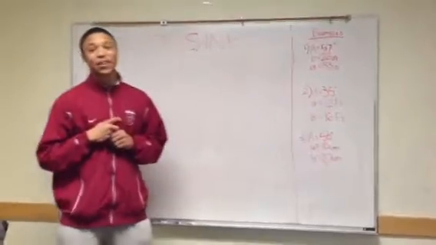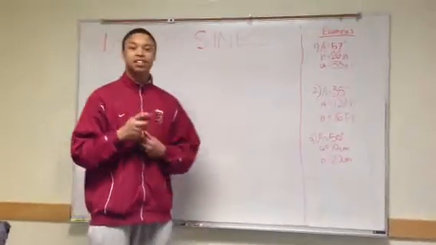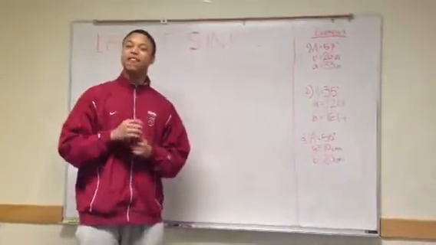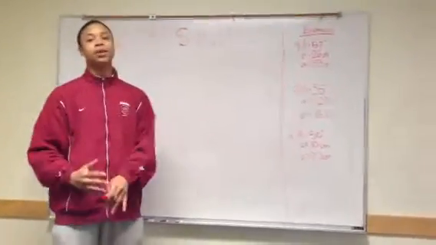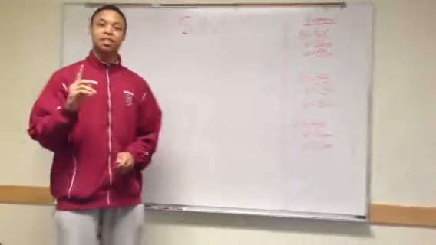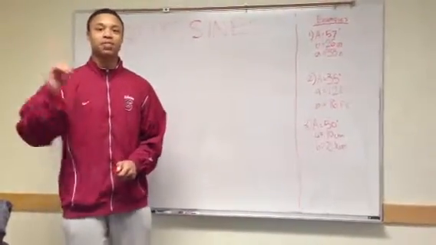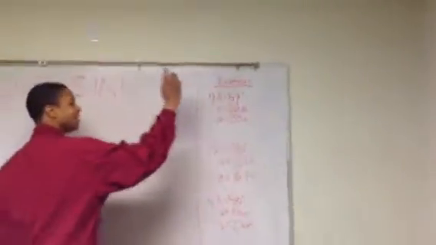Today we will be learning about the law of sines. The law of sines basically states that if you have a triangle, then you can find a side or an angle by knowing different components. Let's go to our examples. Example 1.